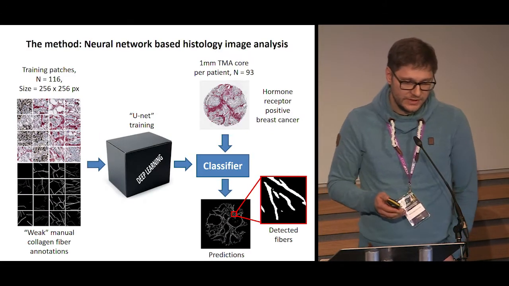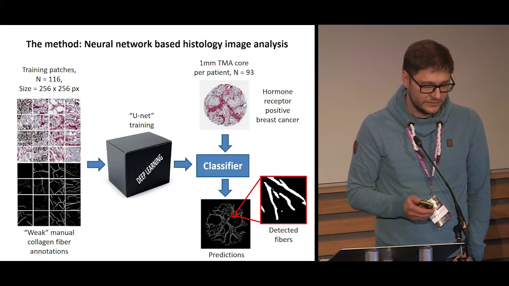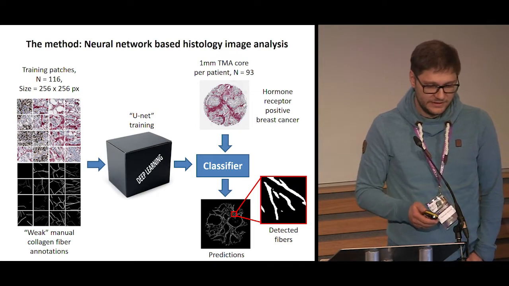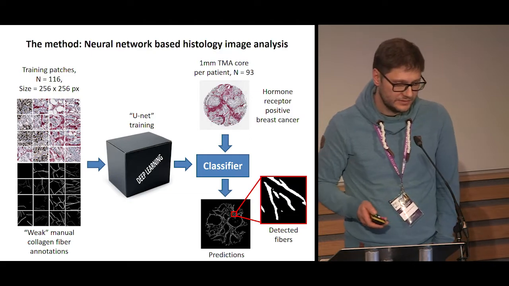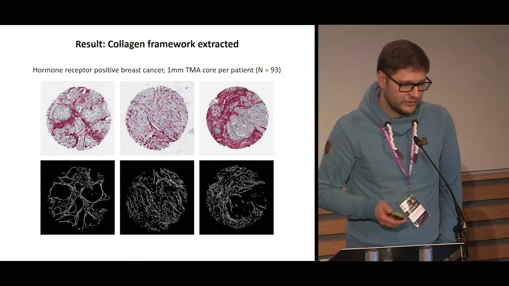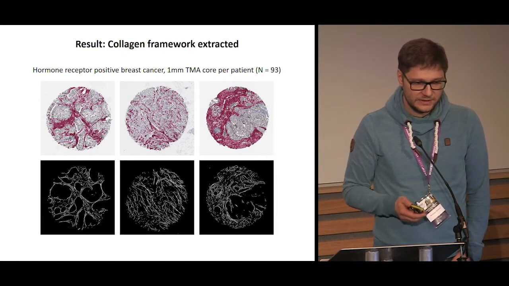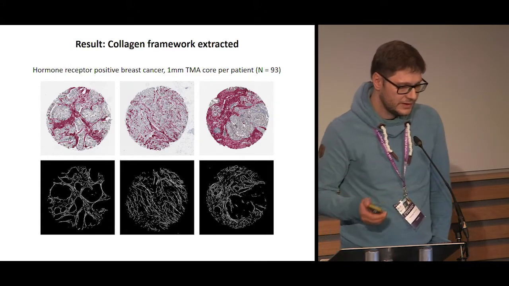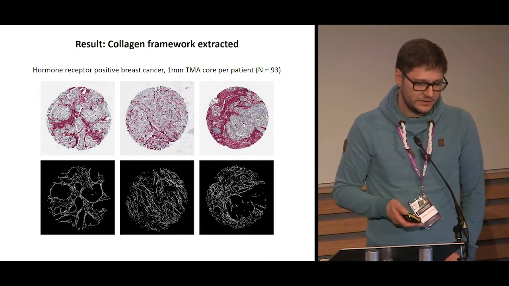Indeed, we show that a neural network trained on a small set of manually annotated image patches can then detect and extract the collagen framework from routine pathology images. We applied our model to a hormone receptor positive breast cancer patient cohort. We used a single TMA core per patient. We had 93 patients in our cohort, and we were able to produce these collagen framework segmentation maps.